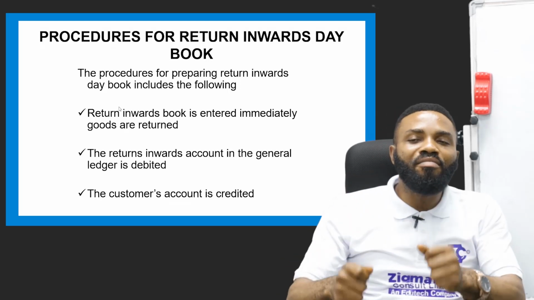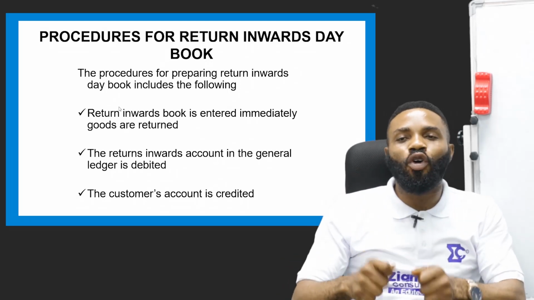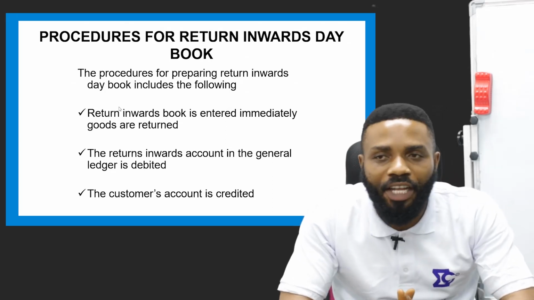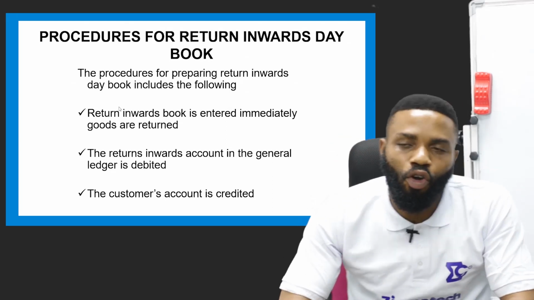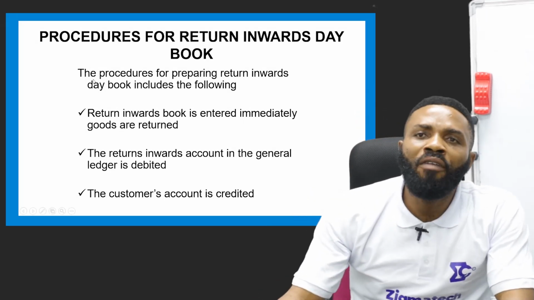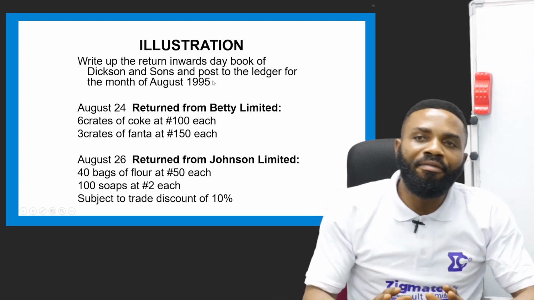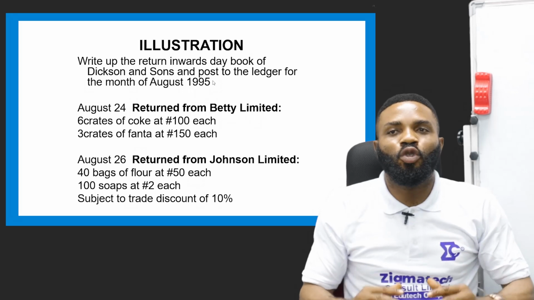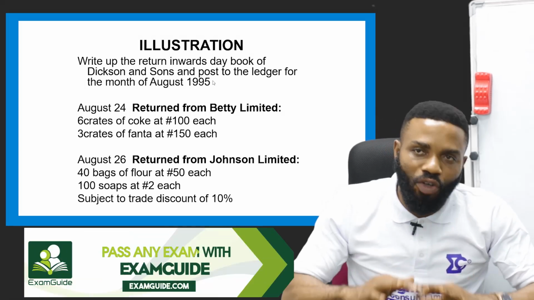Credited. Because the item is going out of the business of the customers, there is need for them to be what? Credited. Because value is leaving their business. Now, I haven't said that. We have a picture of a transaction that can help us to bring this message home.